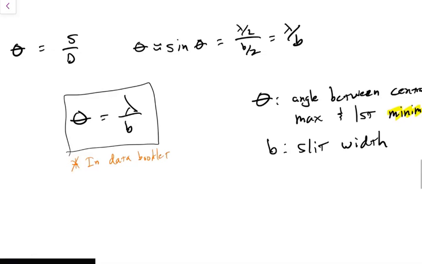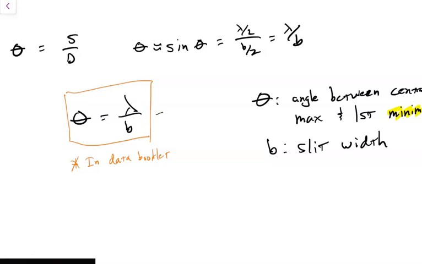But you might also recognize that this is not the only part of the equation here that we know, because we know lambda over b is equal to, or is about equal to, theta, and that should be about equal to s over d as well. But that's not in your data booklet, so you'll just have to remember that, using double slit interference as your guide as well.